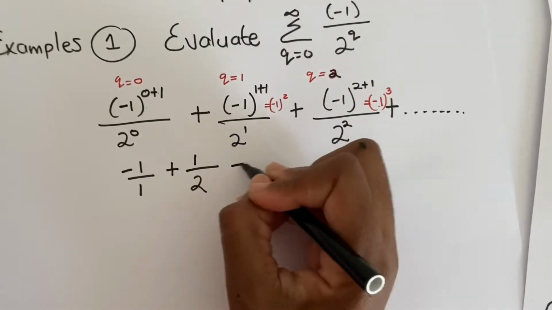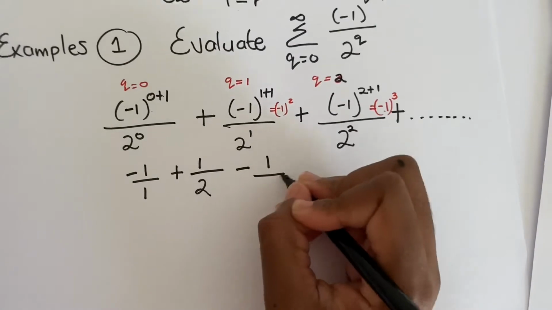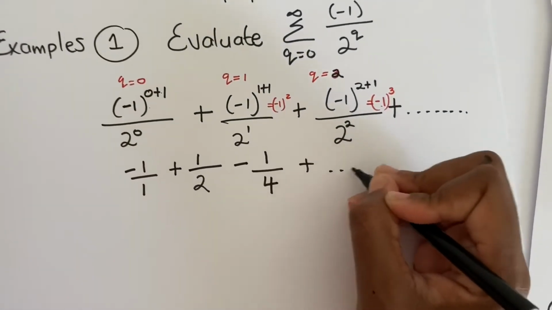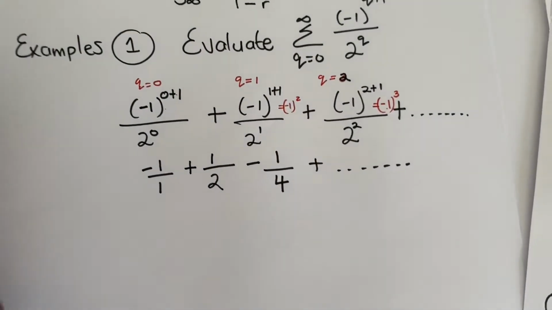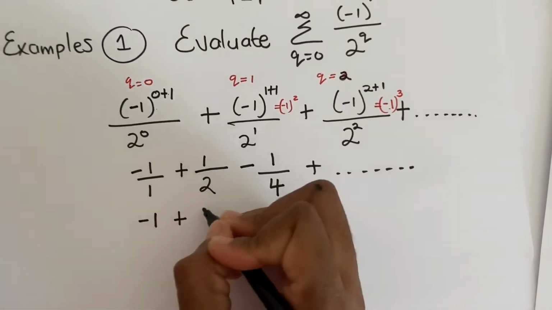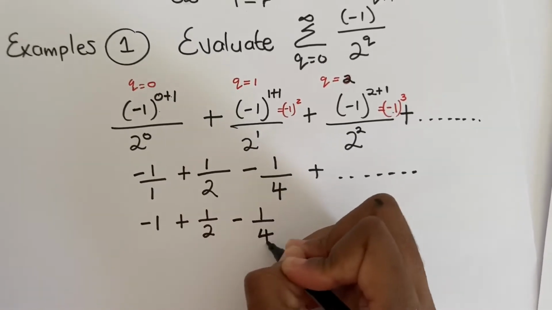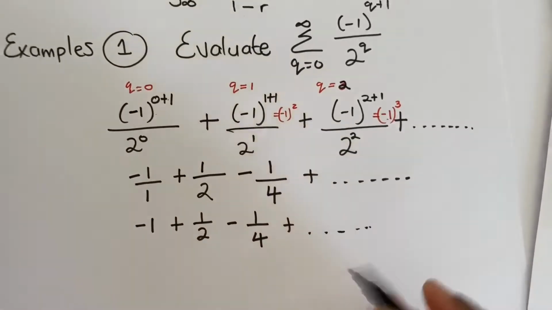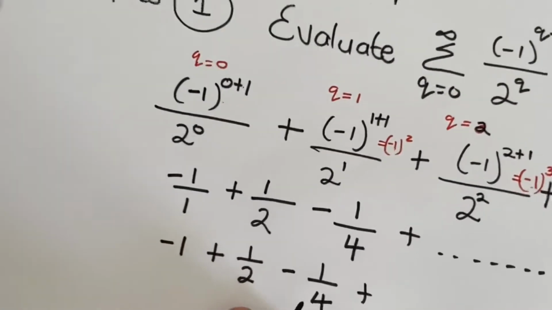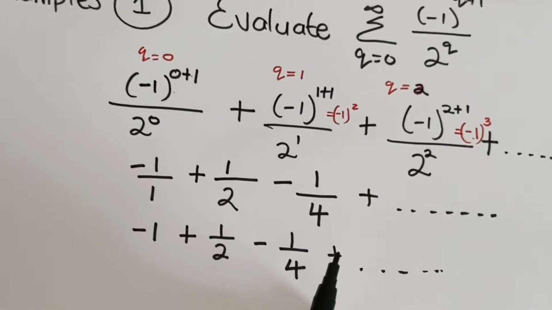So I know I'm going to have minus 1, because 1 to the power anything is just 1, over 4. Plus, it continues. Then I see that this means my first term is negative 1, my second term is positive 1 over 2, my third term is negative 1 over 4, and it continues. There's no point in continuing, because I know I only need my a and my r, and this is enough for me to get those.